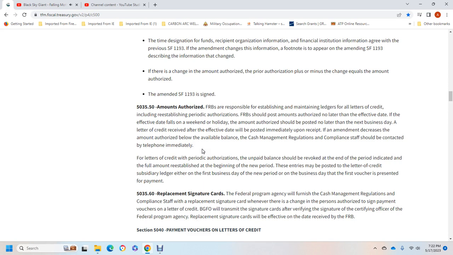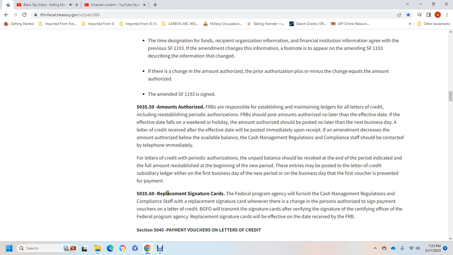If an amendment decreases the amount authorized below the available balance, cash management regulation compliance staff should be contacted by telephone immediately. Letters with the periodic authorization on balance shall be revoked at the end of the period indicated, with the full amount reestablished beginning with the new period. The entries must be posted to the letter of credit subsidiary ledger either on the first business day of the new period or the business day of the first voucher presented for payment.